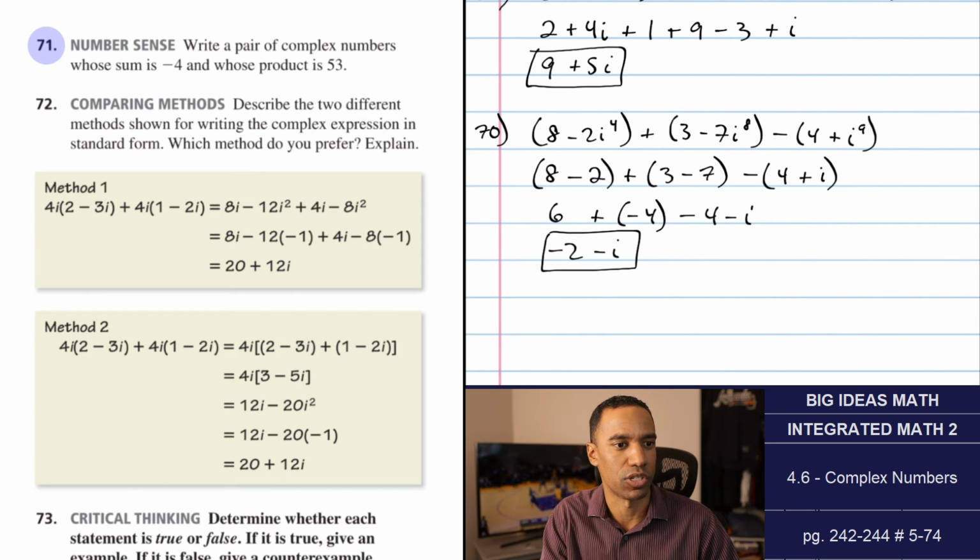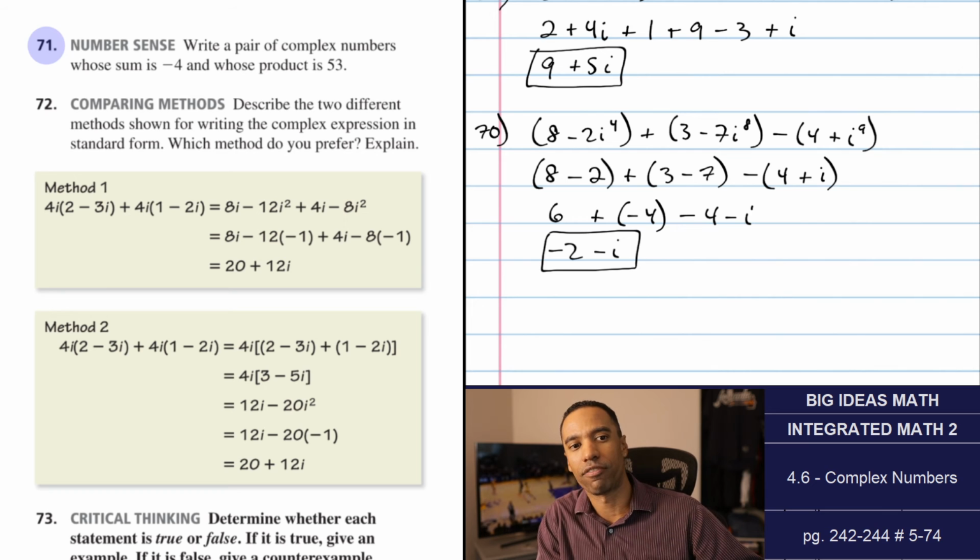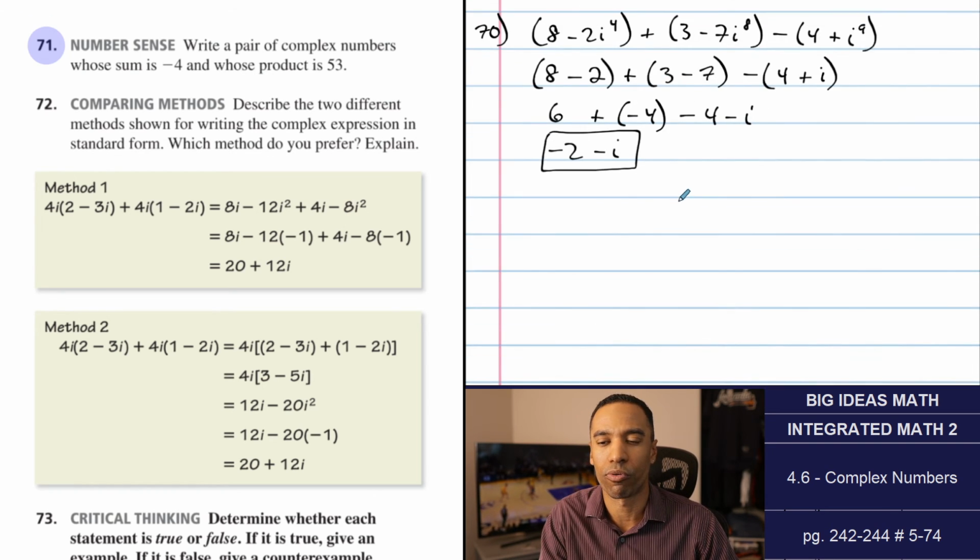Okay, 4 more questions. Number sense. Write a pair of complex numbers whose sum is negative 4 and whose product is 53. Okay.